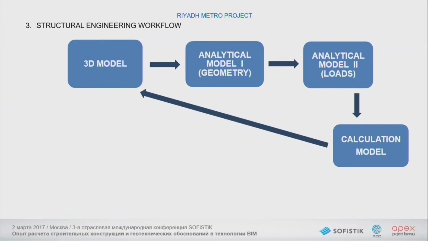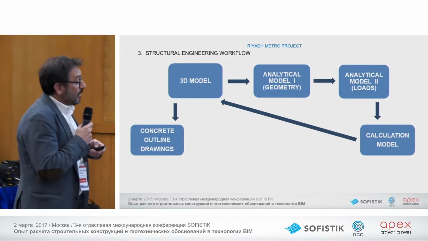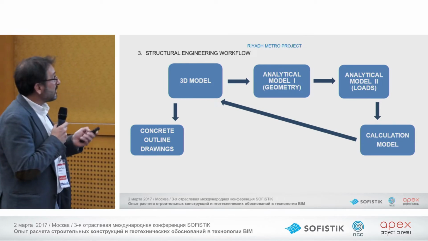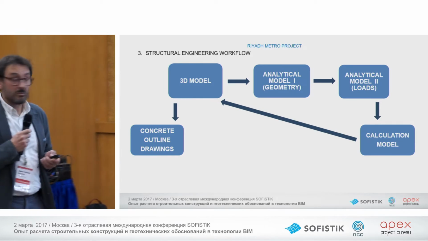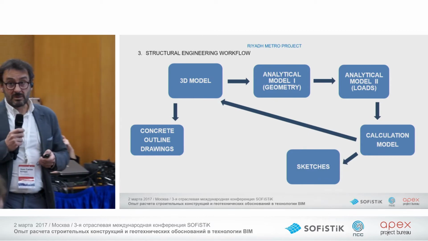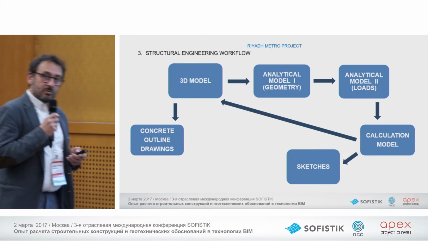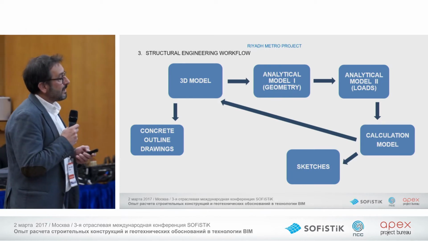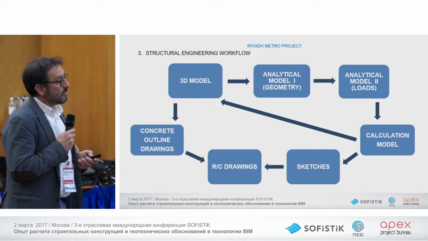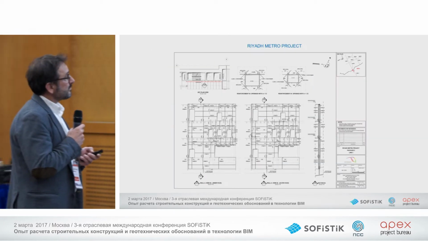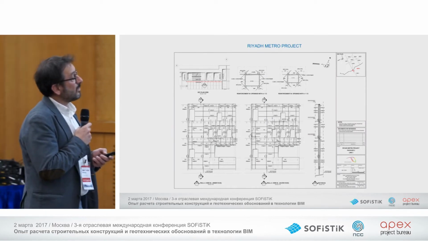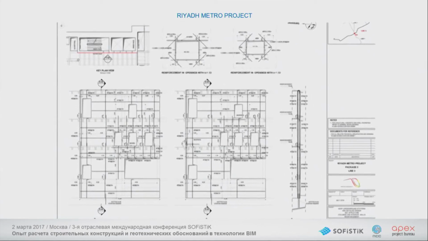After the calculation model, we have to go back to the 3D model to make variations in the geometry. We now have the concrete drawings, the final geometry of the model, and the sketches of the reinforcement. We have to make those manually to translate the reinforcement to the people drawing the final RC drawings, the reinforced concrete drawings. This is an example of reinforced concrete drawings, a detail.